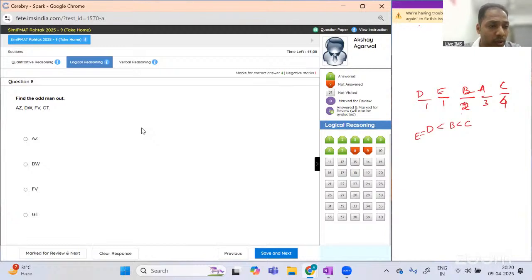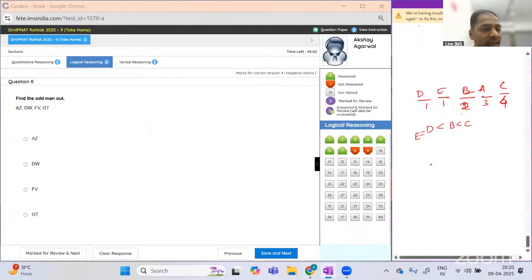Find the odd man out. A, Z, D, W, F, V, G, T. I think A, Z is the answer because I can clearly see opposite rank plus 1. A, Z is 1 plus 26, 27. DW is 4 plus 23. Achha, that is also 27. Sorry, opposite ranking only.